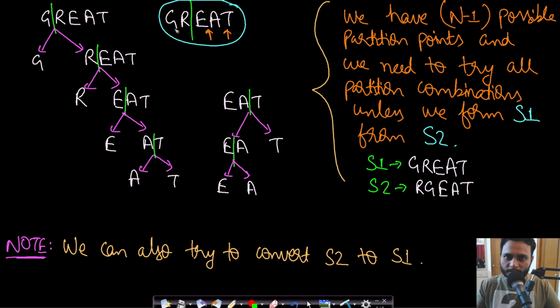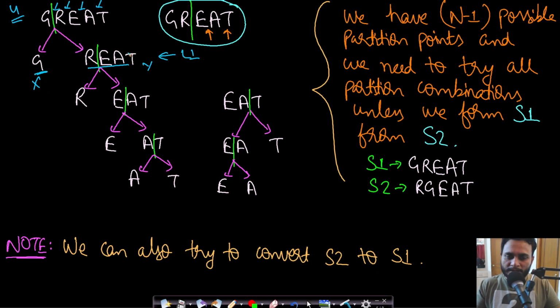If we take this string GREAT, and if we divide it between G and R, there are many possible partition points. This is of length 5, so there will be 4 possible partition points: between G and R, between R and E, between E and A, and between A and T. Let's assume that we will divide between G and R. We will get G, which is X on the left hand side, and this is Y for level 1. Okay, this is for L1.